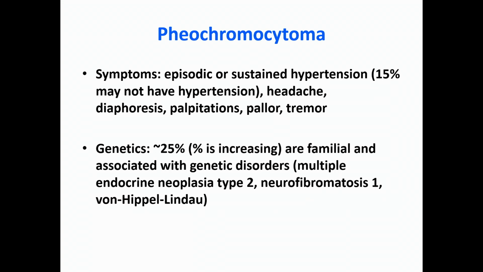So symptoms of pheochromocytoma can include episodic or sustained hypertension. However, a subgroup of patients may not necessarily have hypertension. Other symptoms can include headaches, diaphoresis, palpitations, pallor, and tremor. In terms of the genetics, the percentage of pheochromocytomas which are genetic is constantly increasing. Perhaps up to 25% of pheochromocytomas may be genetic. However, that number is continuing to increase, and certain genetic disorders that can be associated with pheochromocytoma include multiple endocrine neoplasia type 2, neurofibromatosis, and von Hippel-Lindau.